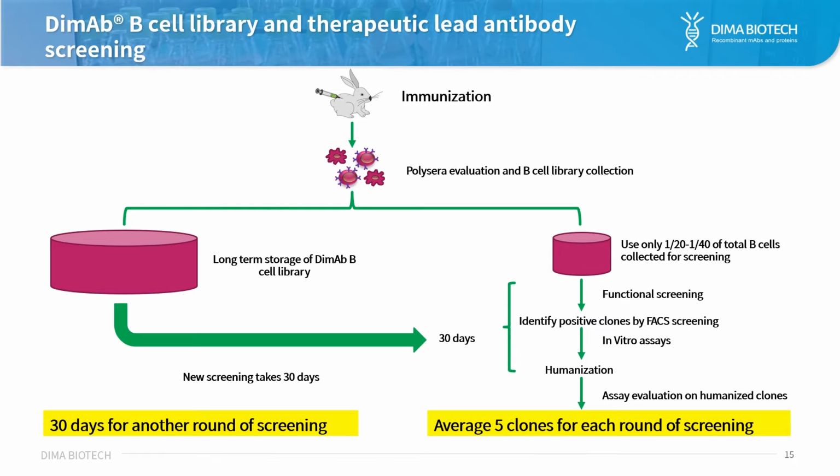In most cases, for each round of screening, we only need 1 in 20 or 40 of the total isolated B cells. A large amount of B cells are stored in liquid nitrogen for future use. If we need more clones, we just revive these B cells from liquid nitrogen and do another round of screening. The B-cell library is one of the advantages that we offer at DIMA for antibody drug discovery, which cannot be offered by other technologies.